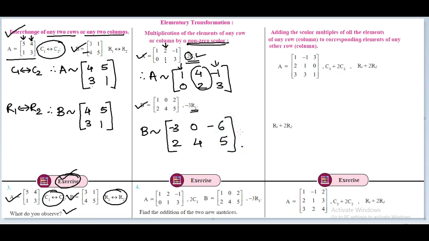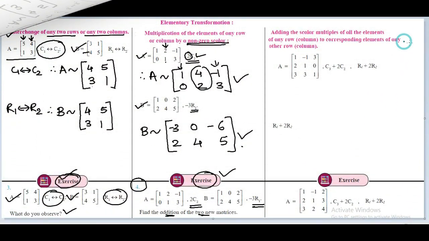Understood? Now again I have given an exercise question over here. I have showed you the transformations, right? Now what you have to do, find the addition of the two new matrices. What are the new matrices? This is one matrix and this is another one. You have to find the addition of the two matrices. Okay, this is exercise question number 4.